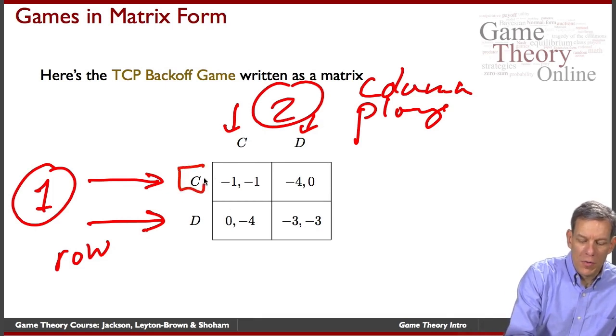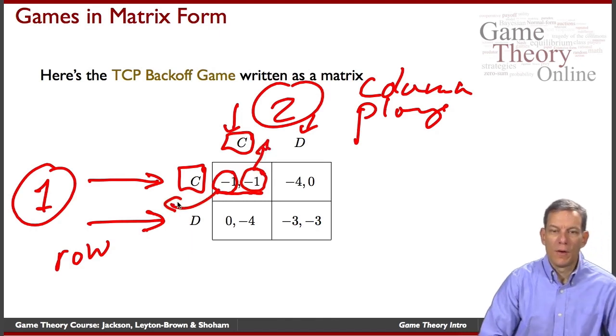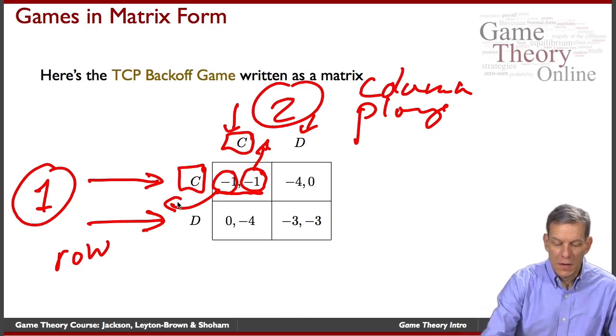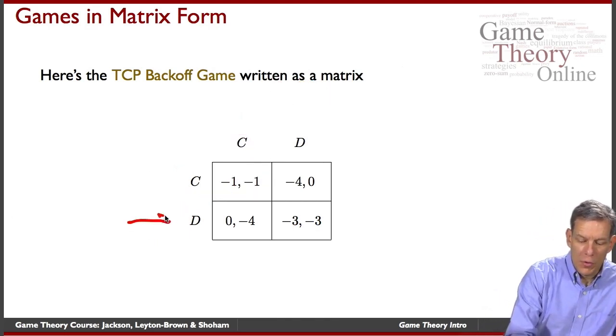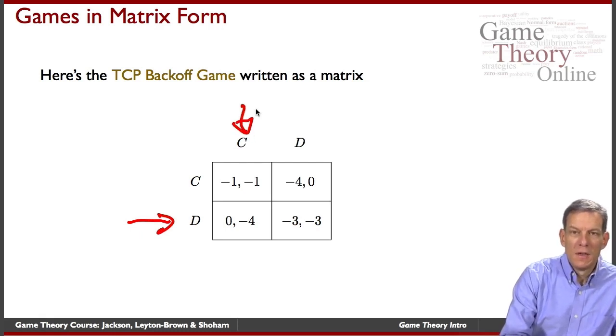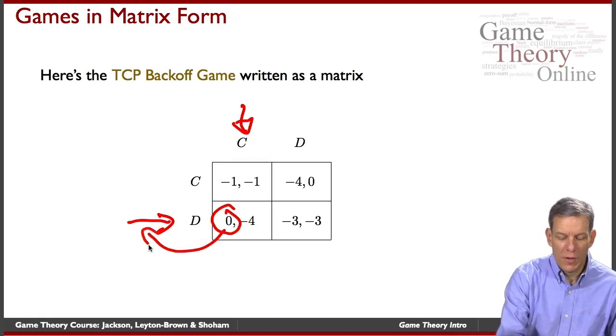So if player one cooperates and player two cooperates, then these are the payoffs to the two players. The first payoff goes to player one, the second to player two. So this one is going to the column player, and this one is going to the row player. Okay. Then, for instance, if the row player chooses D and the column player chooses C, we end up with a payoff of 0 to the row player and -4 to the column player.